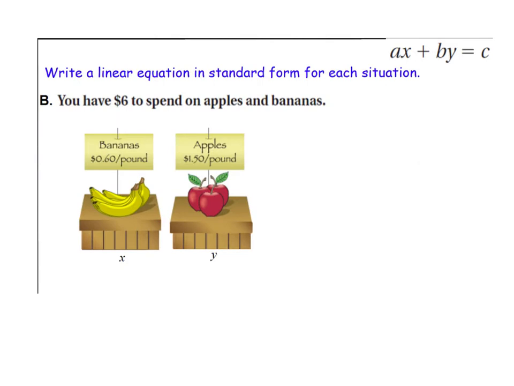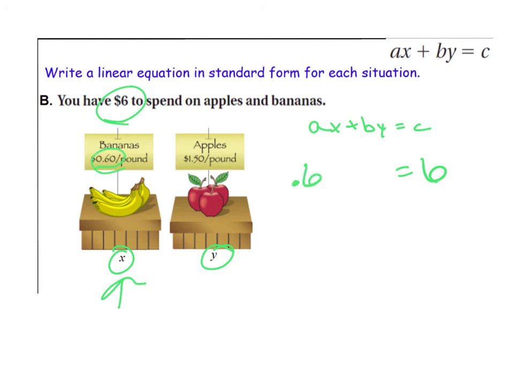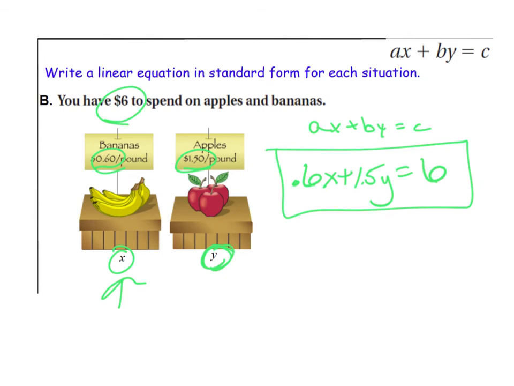Okay, we'll try one that we kind of looked at, but not really. You have $6 to spend on apples and bananas. So we have ax plus by equals c. We have $6 to spend. We know that is our total. Okay, they're already giving us x and y. So thing 1 is bananas, 60 cents a pound. So 6/10 or 60 cents, x, plus apples is y. It's $1.50, $1.50y equals 6. There is our equation.